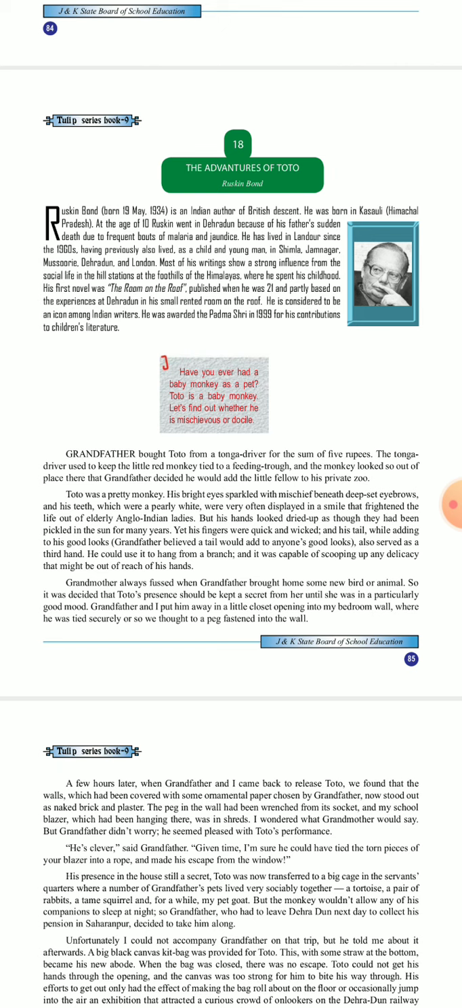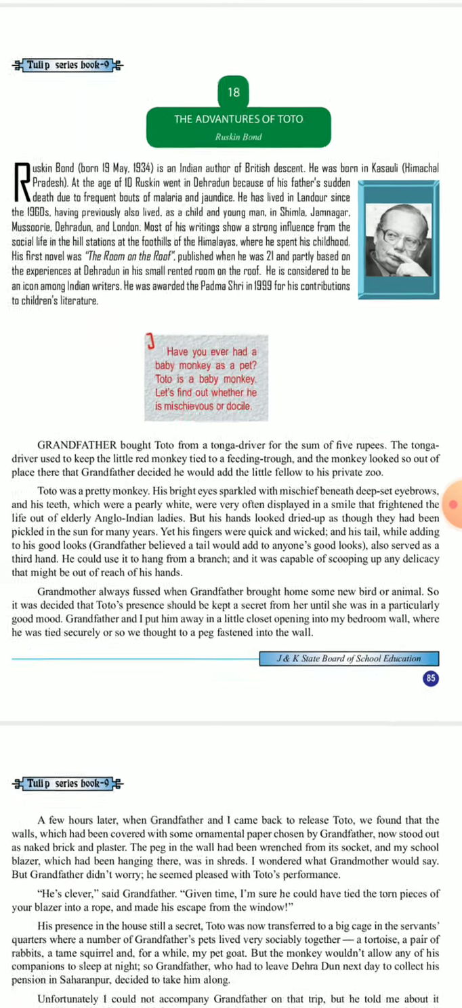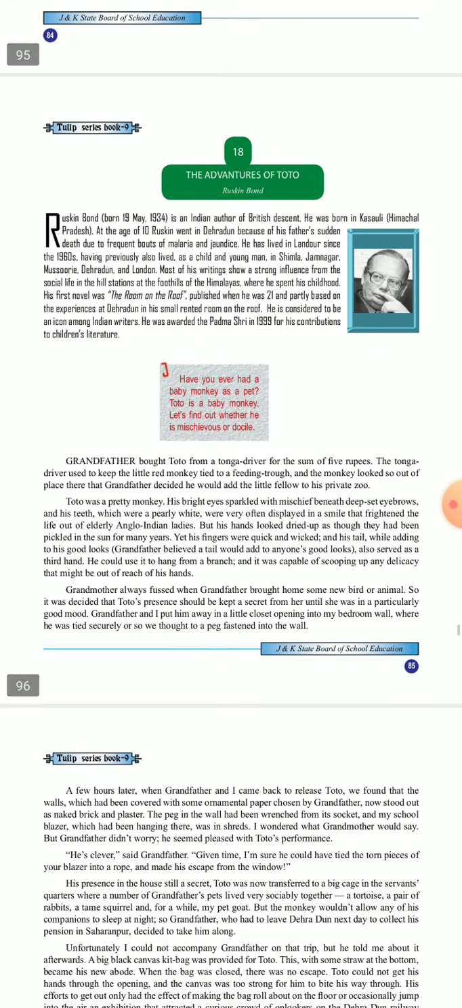Now let's read the text of the short story The Adventures of Toto. Have you ever had a pet? Have you ever had a baby monkey as a pet? This is a question for the readers. In this short story, Toto is a baby monkey kept as a pet by the author, by the writer Ruskin Bond.